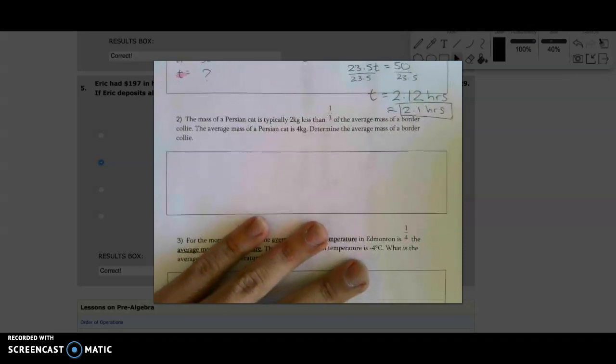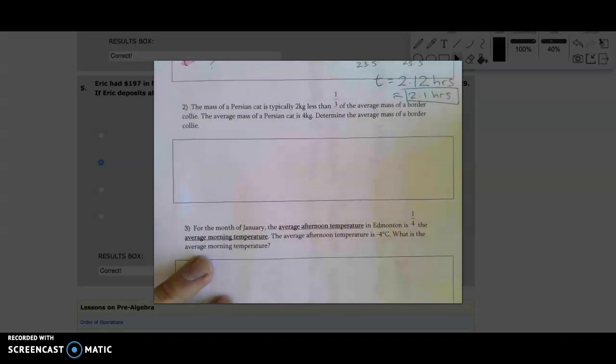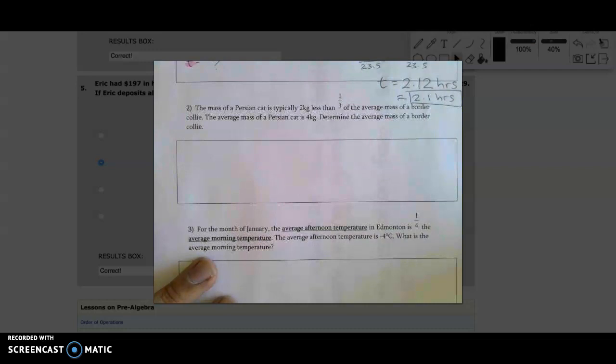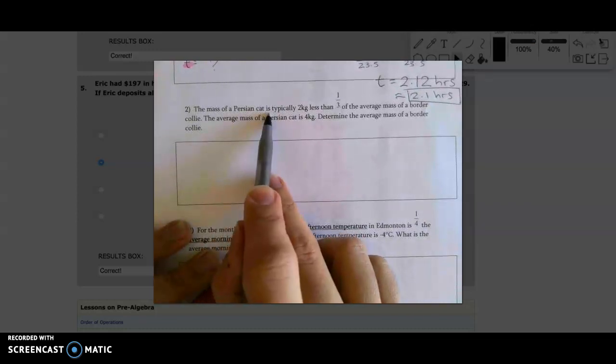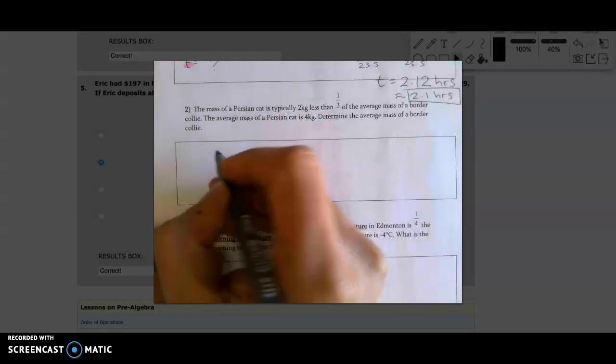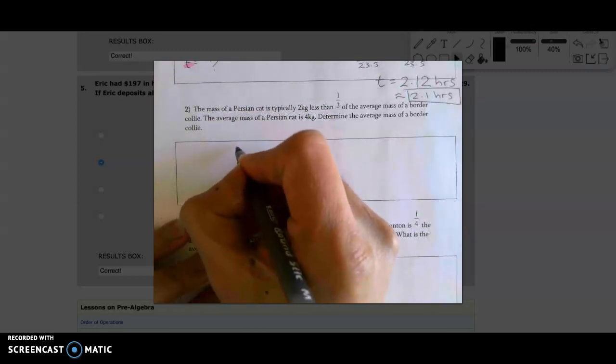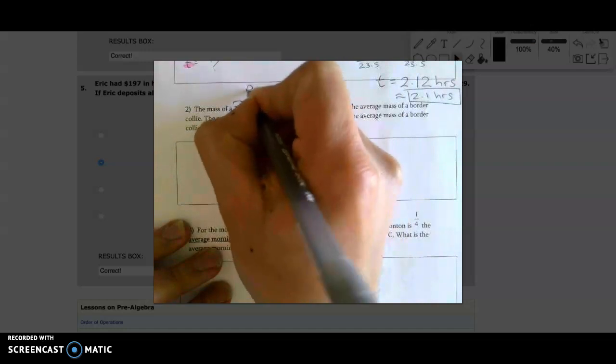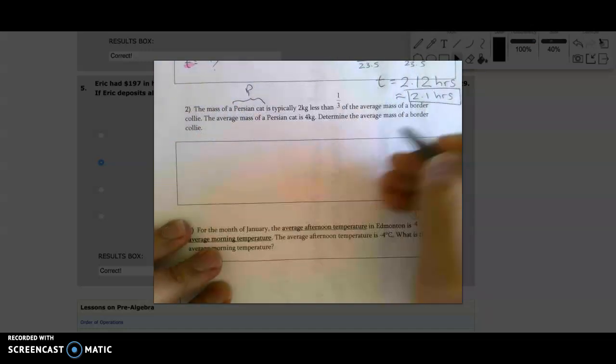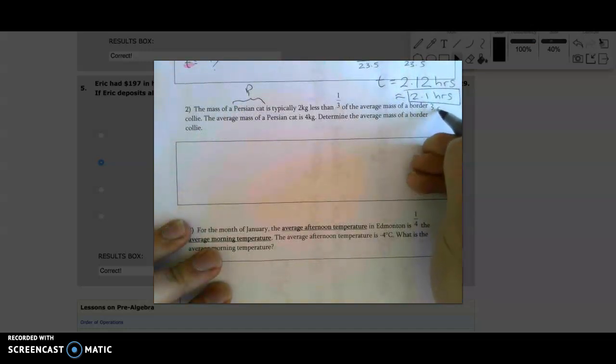Question 2. The mass of a Persian cat is typically 2 kilograms less than 1/3 of the average mass of a border collie. Now, the average mass of a Persian cat is 4 kilograms. Determine the average mass of a border collie. So let's just read this again. Remember, is means equal sign, isn't it? The mass of a Persian cat. So I'm going to say Persian cat is P, and I'll say border collie is C.